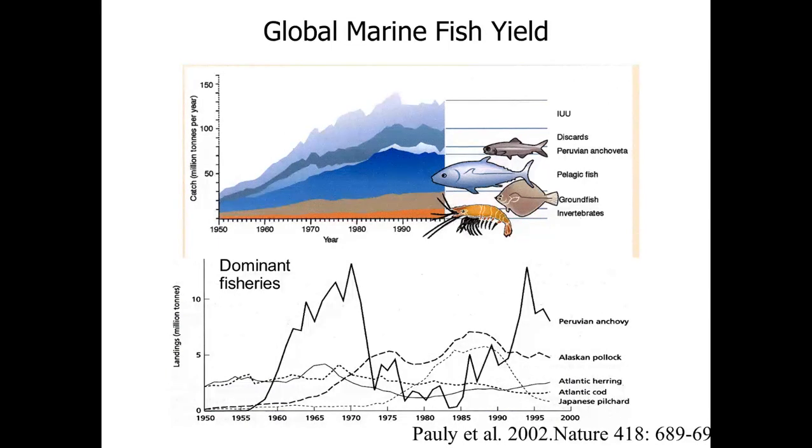What they do show in terms of global marine fish yield is that many, in fact most, fishery stocks have widely fluctuating catches that have been declining over the past years. But the first problem that we talk about with these numbers is we're managing a resource where we have a lot of uncertainty in the numbers.